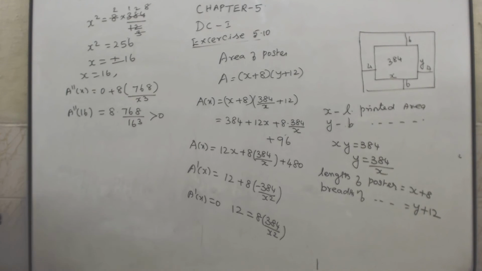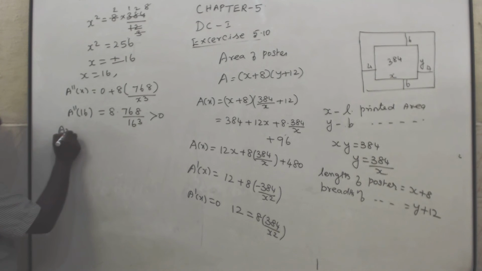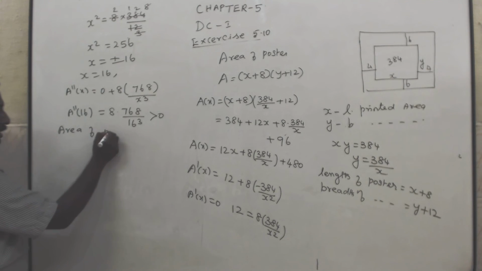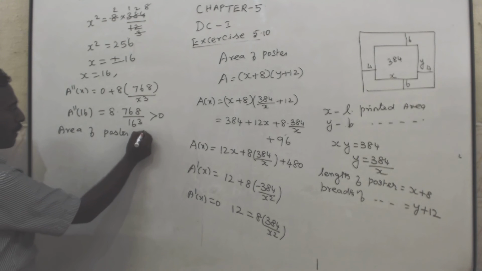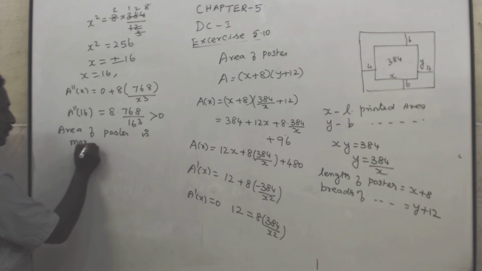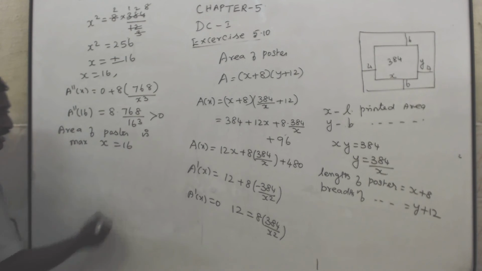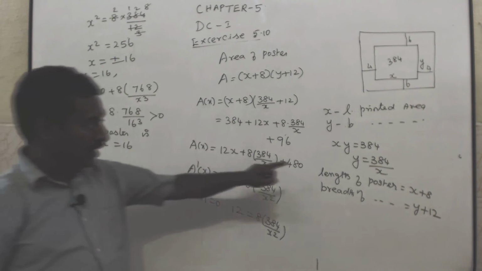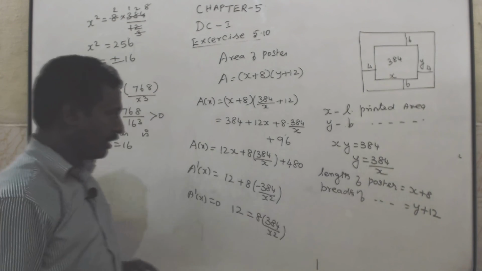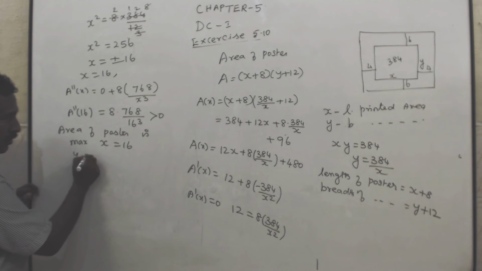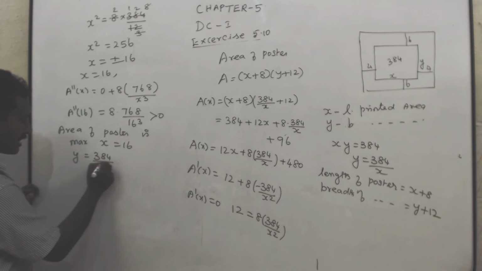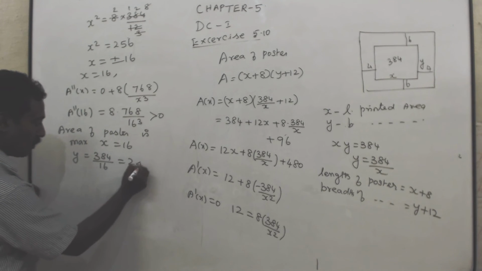No need to simplify. Don't waste the time. Therefore, area of poster is maximum when x is equal to 16. Substitute x is equal to 16 here. y equal to 384 by 16, that is 24.